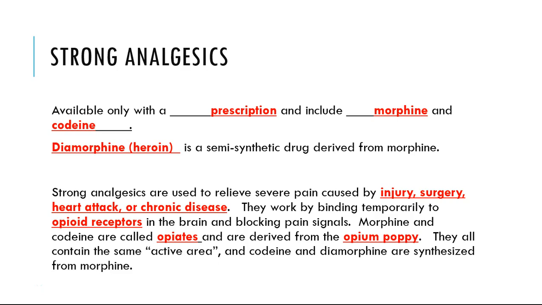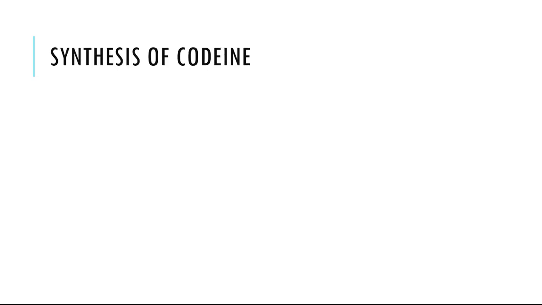So morphine and codeine are called opiates, and they're derived from the opium poppy. And all of these drugs contain the same active area, and we can synthesize both codeine and diamorphine from morphine. So looking at the synthesis of codeine, morphine, and all this ring structure, this is the active area that's going to be common to all of these drugs. And also, all of these structures are in the data booklet, so just know that they're there. You're not by any means expected to memorize these.